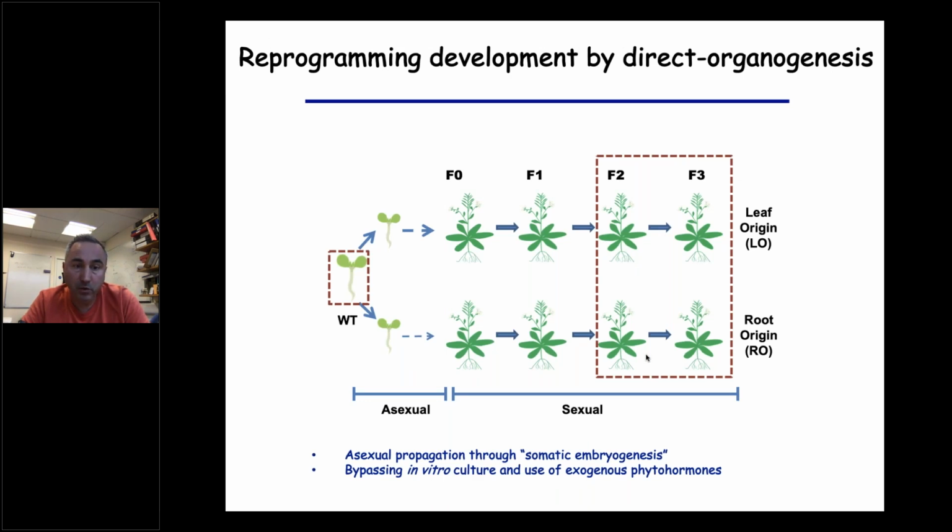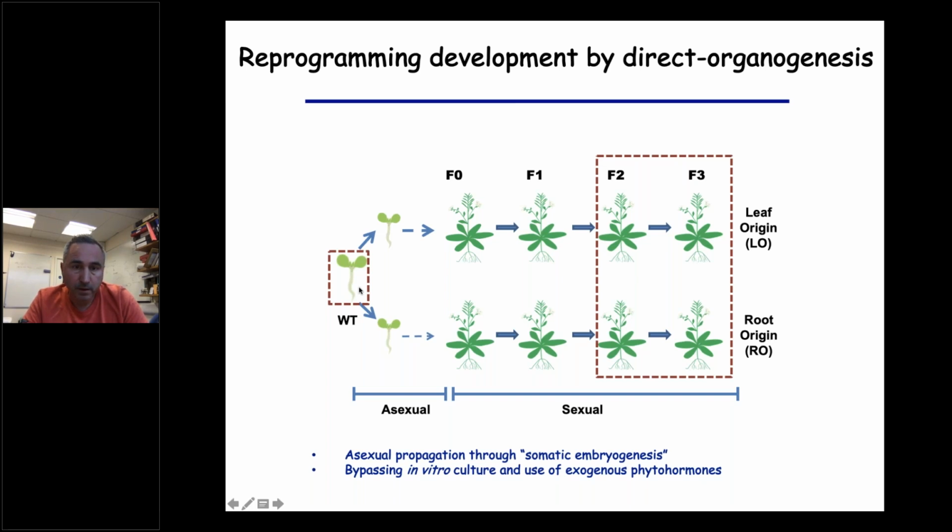Anjar in my group developed a strategy, and the strategy is very simple. We take plants, and then we clonally propagate them from either leaves or roots using a hormone-free system. And then once these plants were clonally propagated, we sexually propagate them over at least 2 or 3 generations to avoid any maternal effects on these clonal individuals. So we call these lines leaf origin lines, or LO, if they originated from the aerial tissue, or root origin lines if they originated from the root tissue.